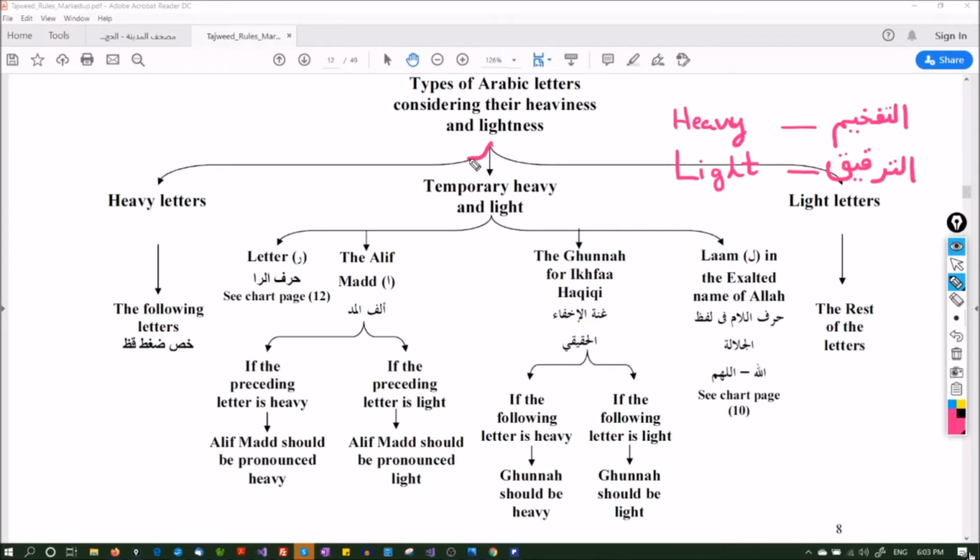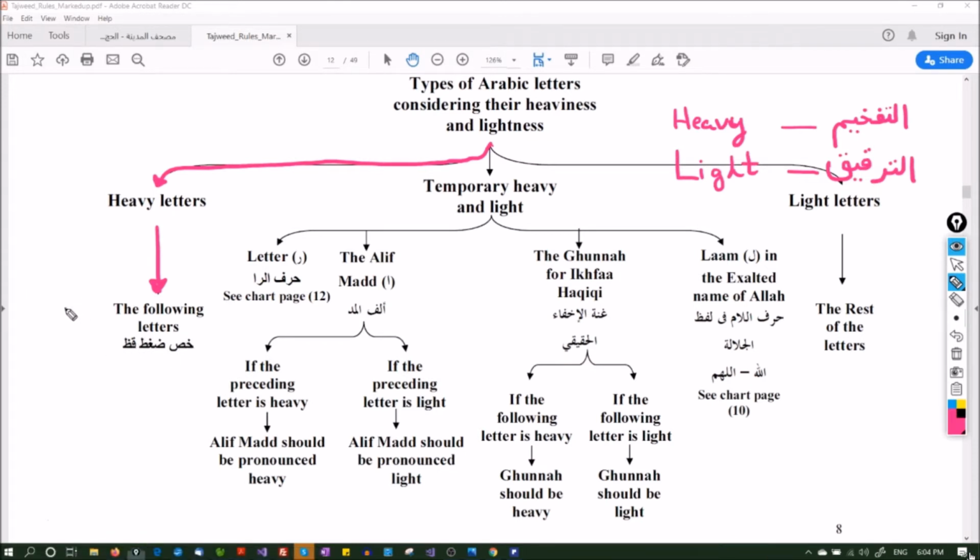So types of Arabic letters considering their heaviness and lightness. The first branch is heavy letters. And what are those heavy letters? حروف التفخيم. They are خصة. You can memorize them like that. خصة ضغط قل. 1 2 3 4 5 6 7. There are 7 letters. خصة ضغط قل.